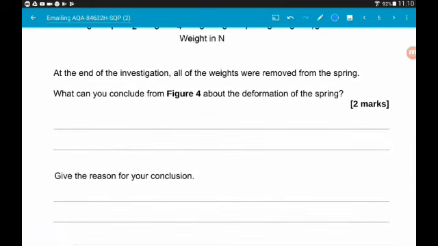And we're asked to give a reason for our conclusion, and the reason would be that the weight and the extension are no longer in proportion. So we could say it has exceeded its elastic proportionality.